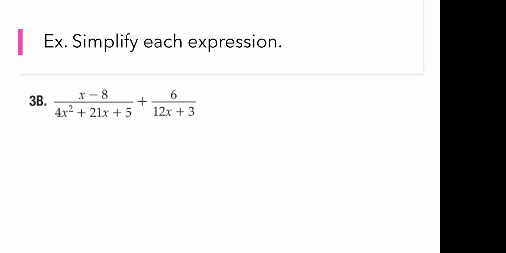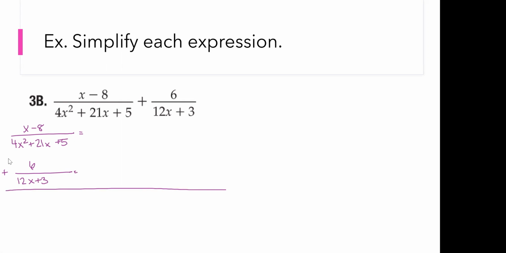All right, so here's another example. So I have (x minus 8) over (4x squared plus 21x plus 5), and I'm going to be adding this time 6 over (12x plus 3). All right, so first thing I'm going to do is some factoring of my denominator.